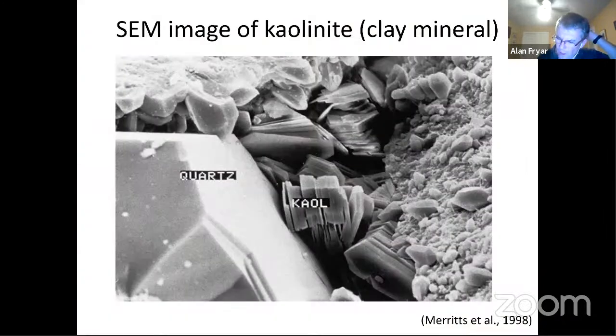In terms of hydrolysis, that is weathering of silicate minerals to form secondary clay minerals, this is an electron photomicrograph. So I don't have a scale bar here, I apologize. But these crystals are on the order of microns. So that is 1/1000th of a millimeter or 1/1,000,000th of a meter. And so you see quartz crystals and kaolinite. Kaolinite is a clay mineral, and clay minerals characteristically have this kind of book shape with individual sheets that look like leaves.